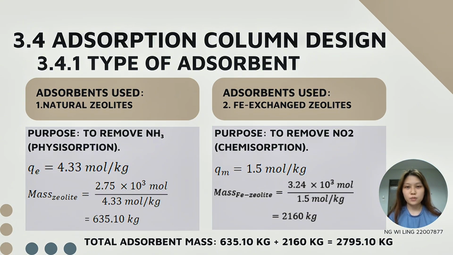To meet the required adsorption capacity, a formula of mass of adsorbent equals total impurity removed divided by adsorption capacity is used. As shown in the slides, 2,835.1 kg of adsorbent is used, with 675.1 kg of natural zeolites for ammonia and 2,160 kg of ion exchange zeolites for nitrogen dioxide. This optimized allocation maximizes pollutant removal while maintaining material efficiency.